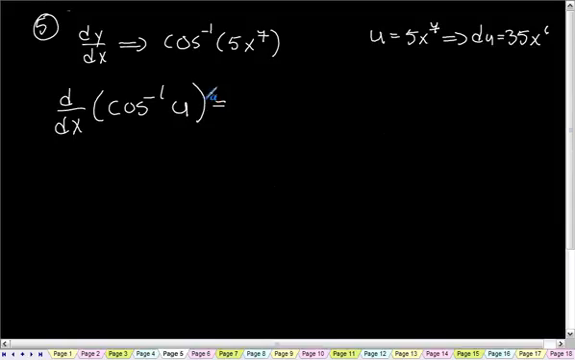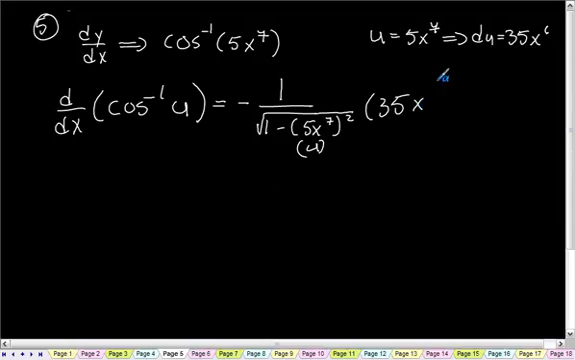Looking at our chart, we know that the derivative of the inverse cosine is 1 over radical 1 minus whatever the x is, 5x to the 7th, to the 2nd power. I plug in what that u is. U's up here, 5x to the 7th, times du. Du is 35x to the 6th.